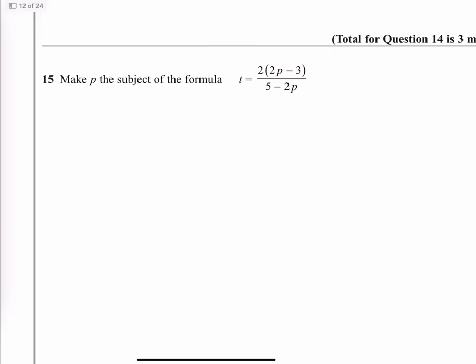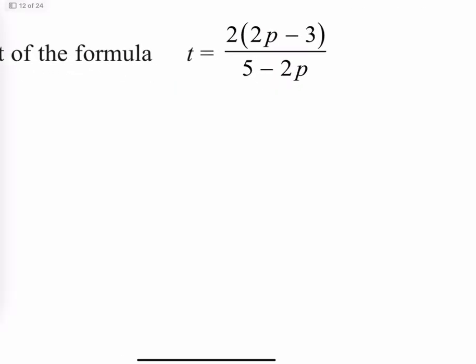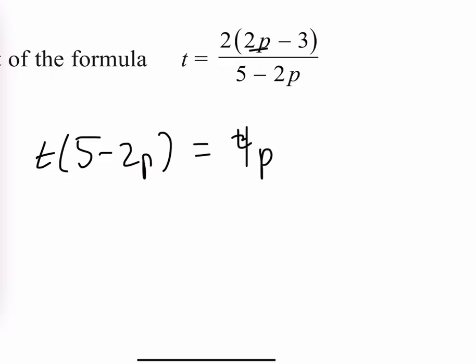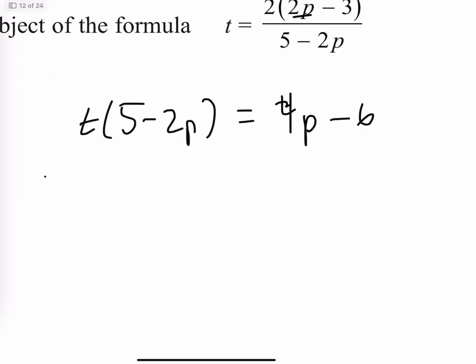Okay, again, not too hard. We can do this. So we get t of 5 minus 2p. So we just bring out the denominator equals, again, we'll expand this bracket while we're there, 4p minus 6. So 5t minus 2pt equals 4p minus 6.